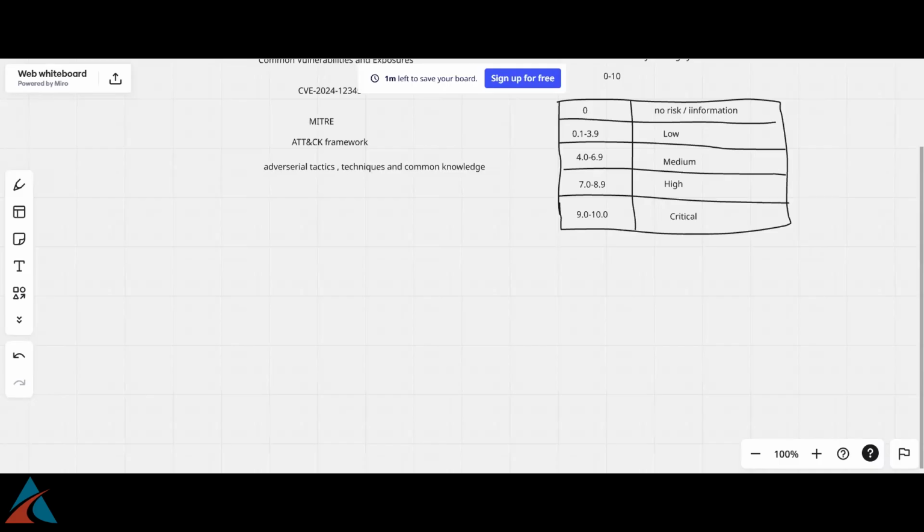Now, if there are 1,000 vulnerabilities mentioned in that report, are you going to fix them all? Do you have so much time? Do you think organizations have so much time to resolve all these vulnerabilities? No.